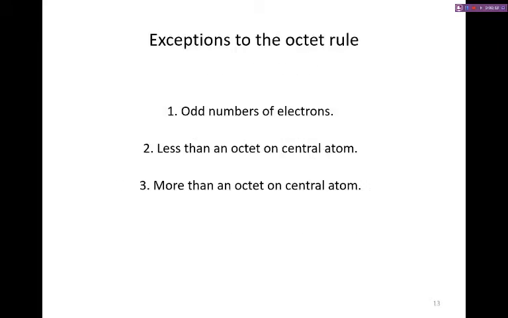There are three main exceptions to the octet rule that you need to be familiar with. The first is molecules that have odd numbers of electrons. The second is molecules that have less than an octet on a central atom. And the third is molecules that have more than an octet on a central atom. Let's look at these one by one.